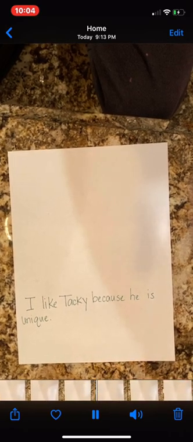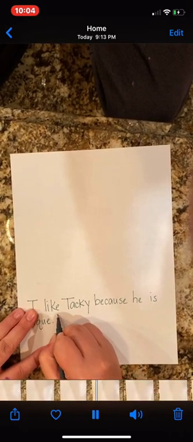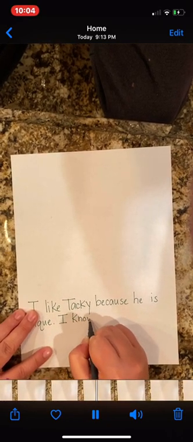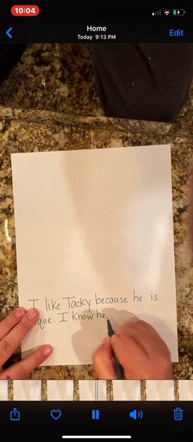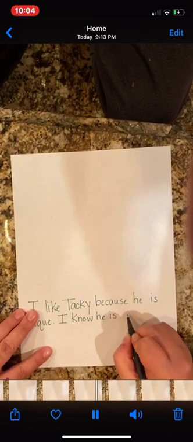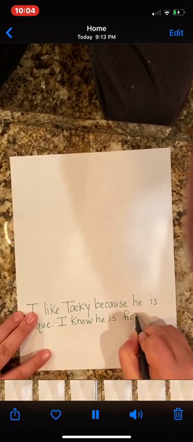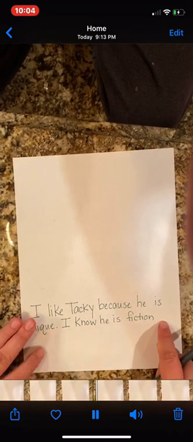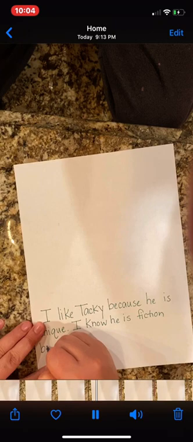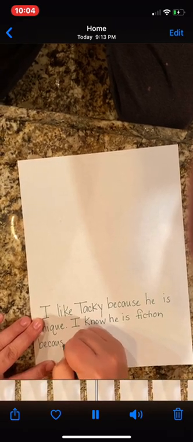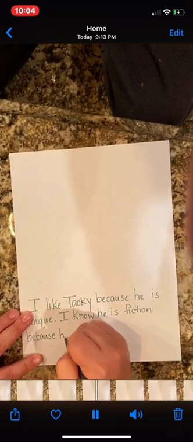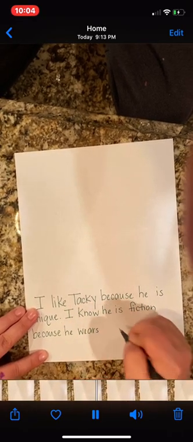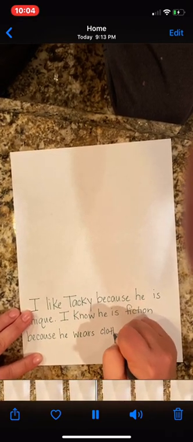Well, I know he is fiction, or you could even say, I know he is a fiction character because he wears clothes. We talked about that with Arthur last week too.